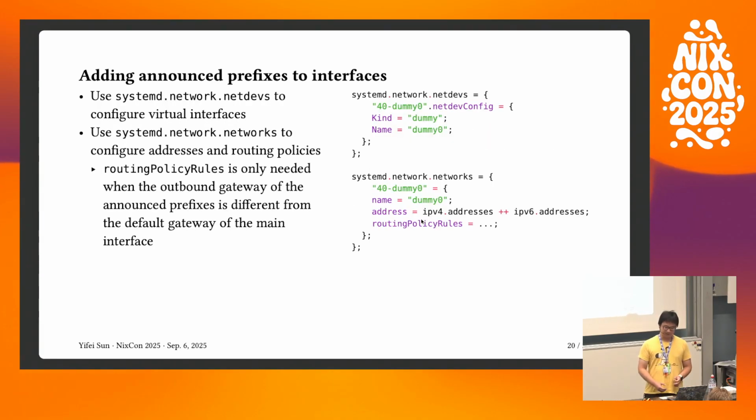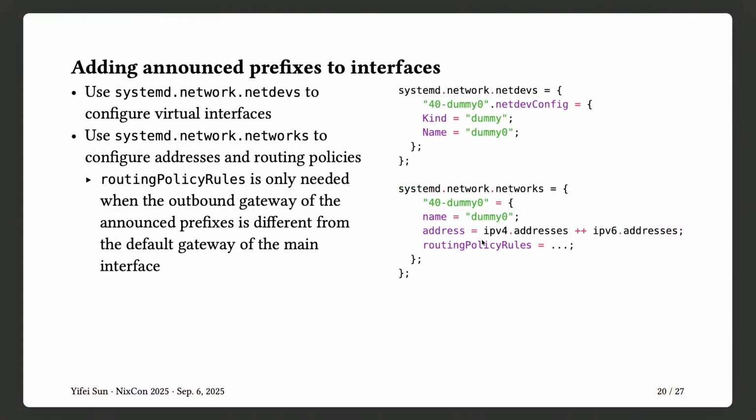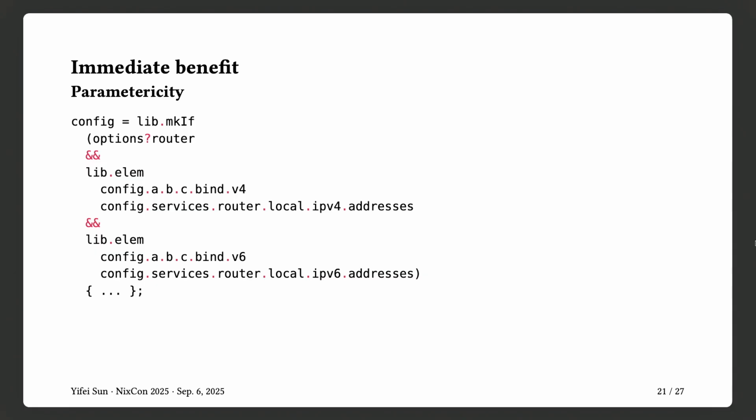And this is the configuration for the dummy interface. It's the name, the kind, and the addresses and routing policies in there. And this is the place where you can get to add the addresses you declared onto the dummy interface. The benefits you get from using this module is you get parametricity. For example, in here, you can enable or disable configurations based on the router address you've added to your router, to your server.